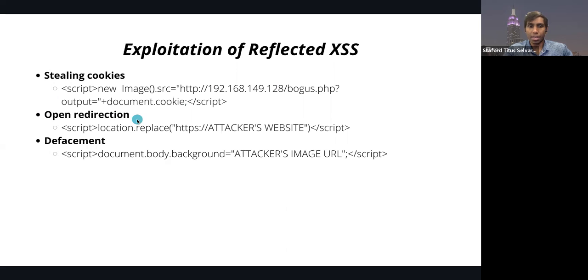So next is open redirection. Open redirection is pretty simple. All we're going to do is type in a script so that when the page loads, the user is not on that same page and is taken to the attacker's website. Let's say, for example, there is a bank page, right? And we put this script in. As soon as the page loads, the user is taken to our website. And let's say that our website looks almost similar to the bank page. Then the user will think that's the bank page and enter their details, their password, everything over there.